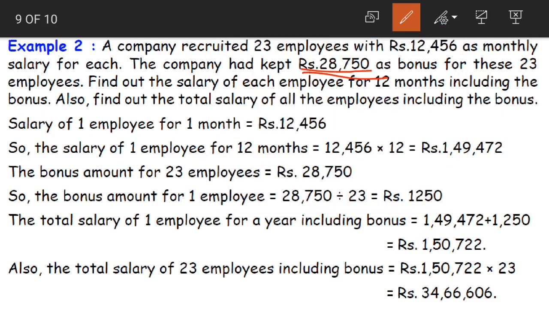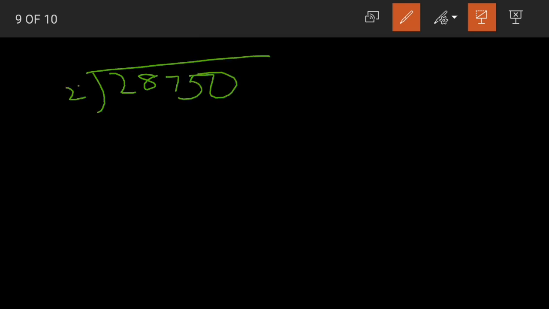Now here the bonus is given as 28,750 rupees. Yes, children? So this bonus is for 23 employees. It is to be distributed among 23 employees. So the bonus amount for one employee will be what? Yes, 28,750 divided by 23.